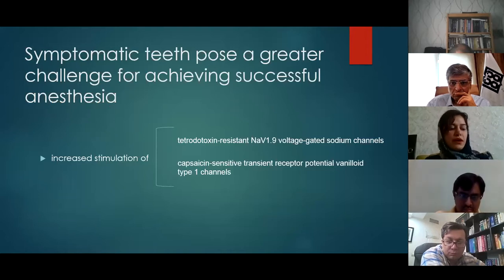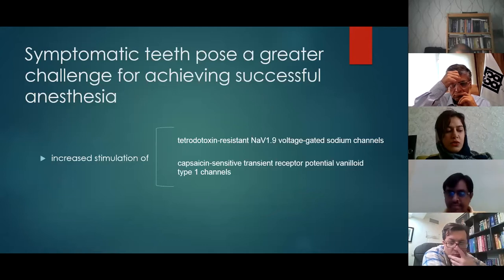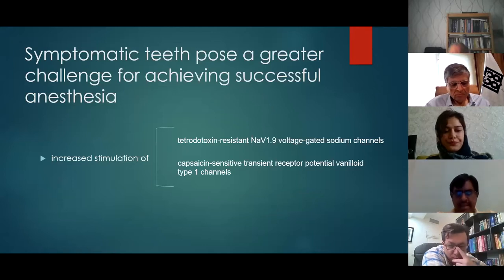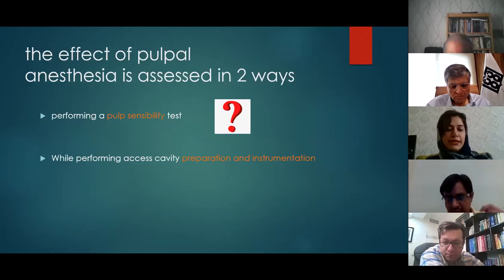It is more difficult to successfully anesthetize teeth with irreversible pulpitis. This might be due to increased stimulation of special channels in the membrane of neural cells that are more resistant to local anesthetic agents. Generally, the effect of pulpal anesthesia is assessed in two ways. One, by performing a pulp sensibility test like a thermal test or EPT, and the other is while performing access cavity preparation and instrumentation.